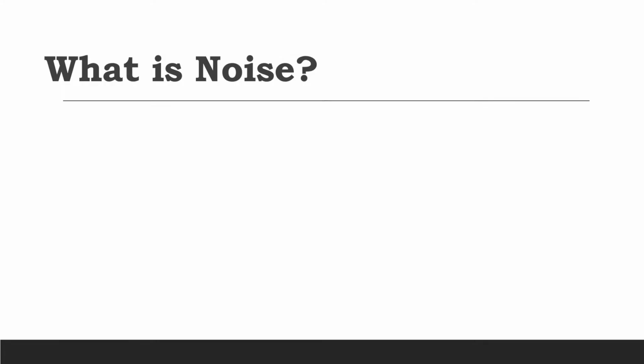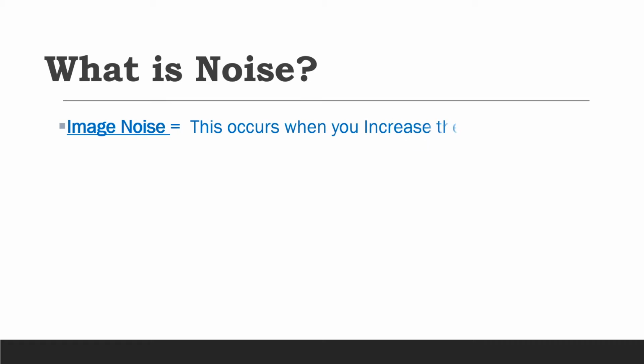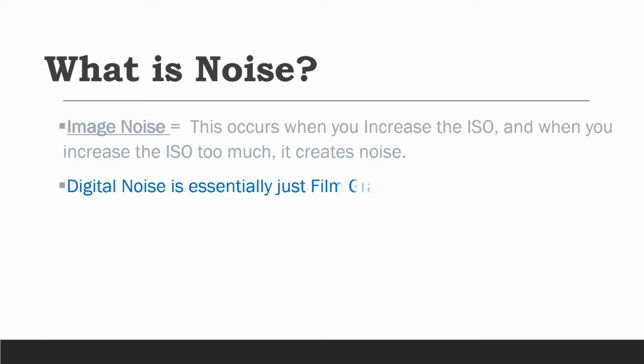So what is noise exactly? Image noise occurs when you increase your ISO. Digital noise is the equivalent of film grain. So what is grain then?